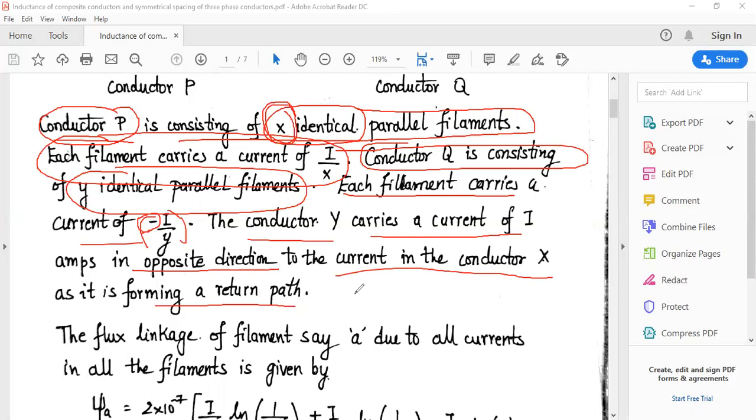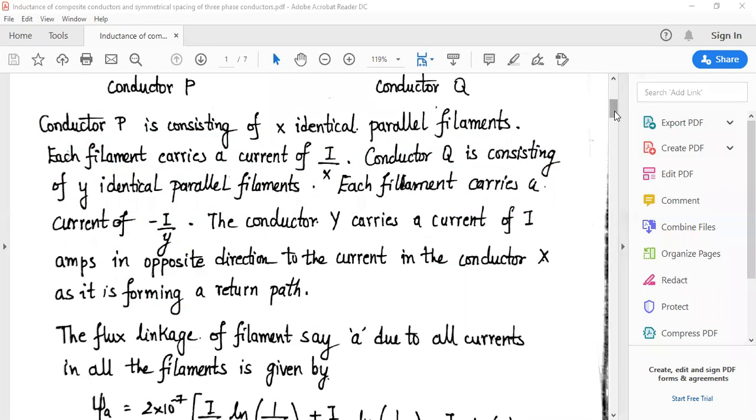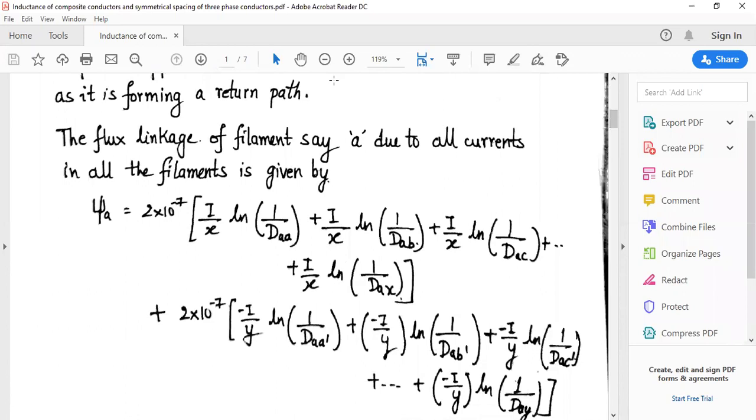If you have done the derivation for the single-phase two-wire system, I1 plus I2 is equal to 0. Here I have Ix and Iy, and that's why Iy is taken in the negative direction. Now I want the flux linkages for the filament A in conductor P due to all the currents in the filaments. So what is the expression?